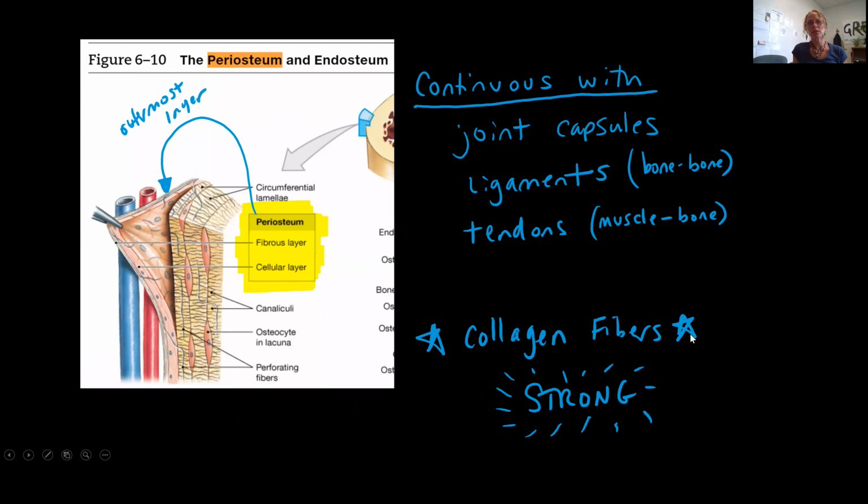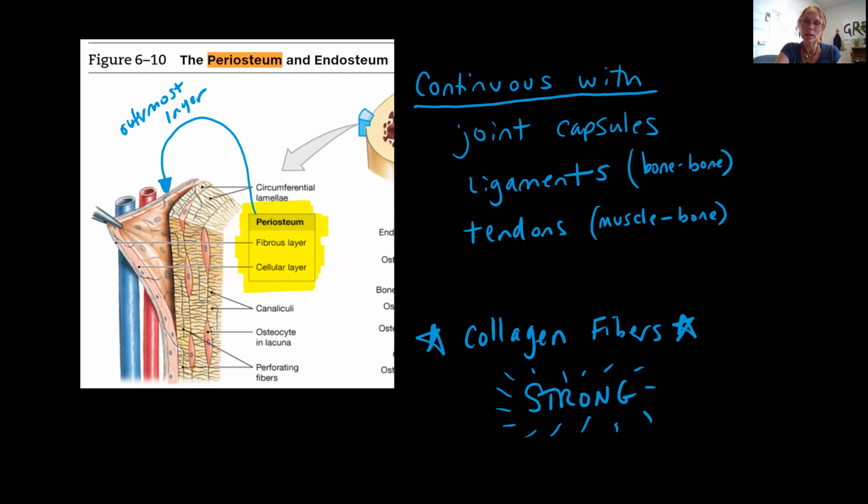Okay, so this is a nice diagram that I got from our textbook, and it's showing us that outermost layer of the periosteum. So peri prefix, of course, means around, and osteum is referring to bone, so literally it translates to around the bone. Notice that there's both a fibrous and a cellular layer, so that will be important as we progress through. This periosteal layer is continuous with your joint capsules.